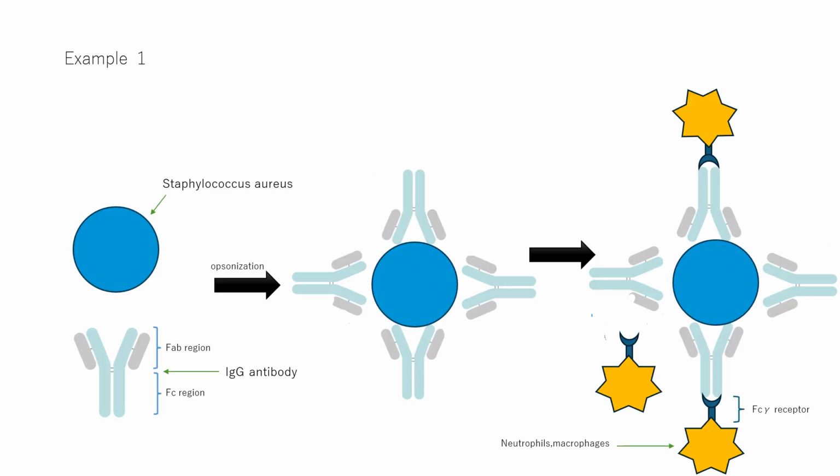Next, we describe examples of opsonization. First, in the case of Staphylococcus aureus, IgG antibodies bind to specific antigens on the bacterial surface via their Fab regions. The Fc regions then stick out and are recognized by Fc gamma receptors on neutrophils and macrophages, which greatly enhances phagocytosis.